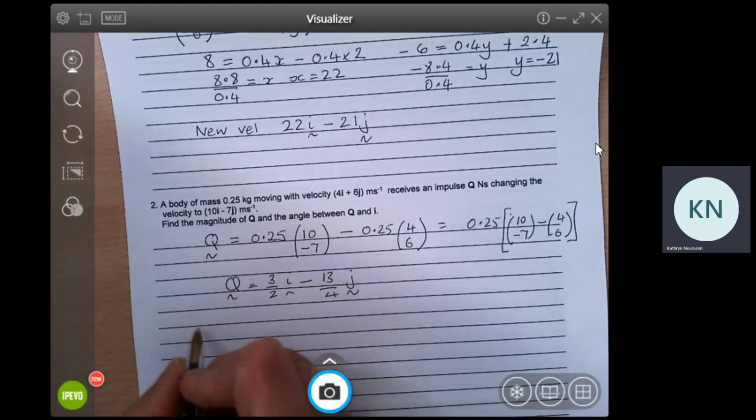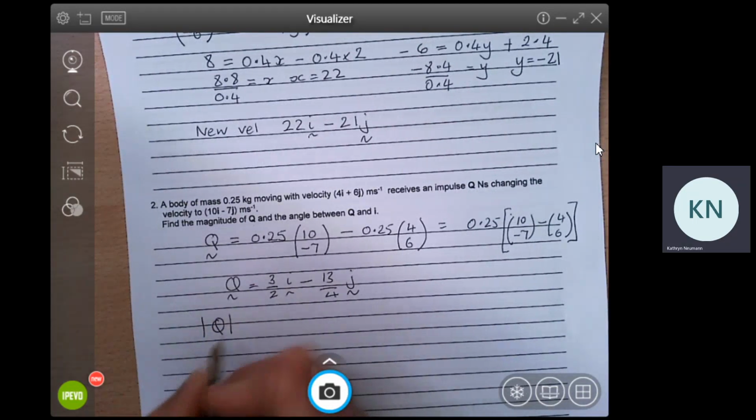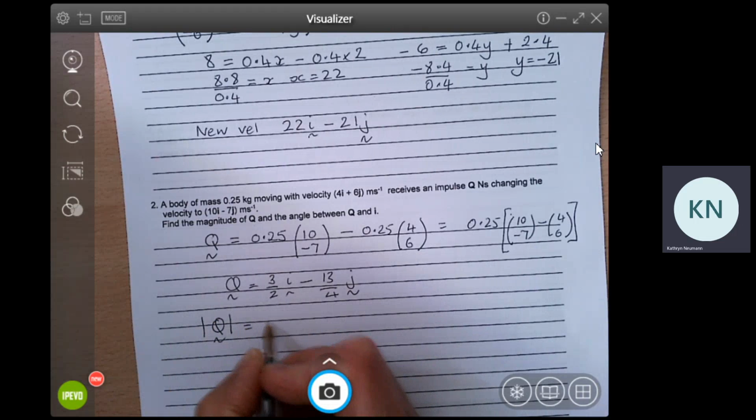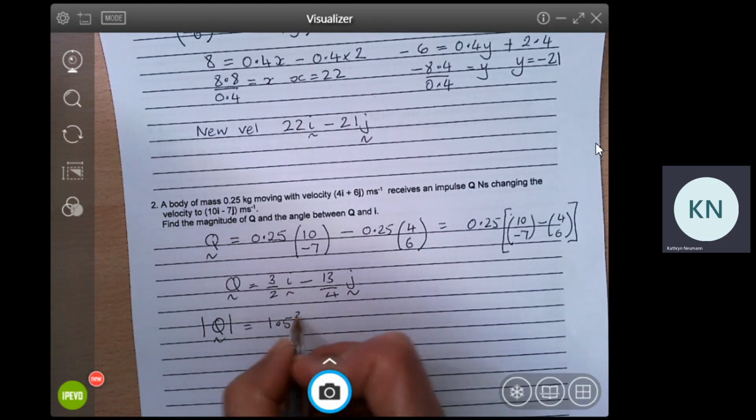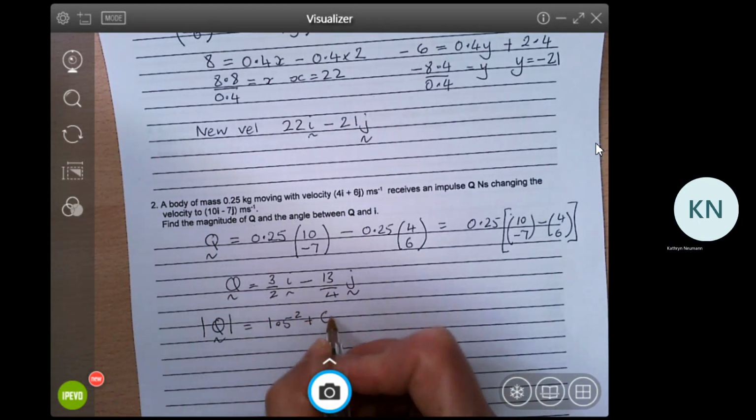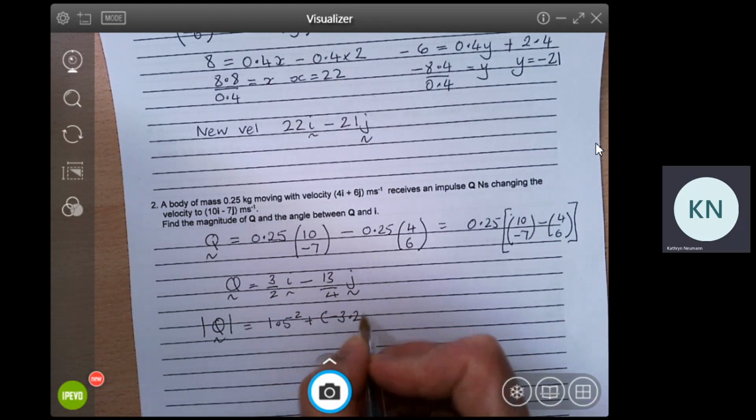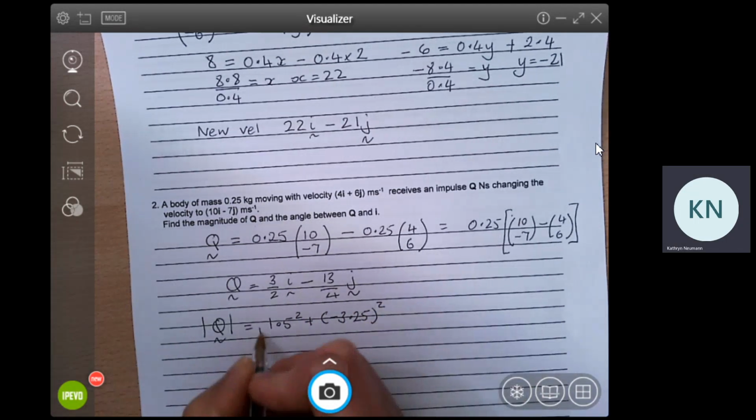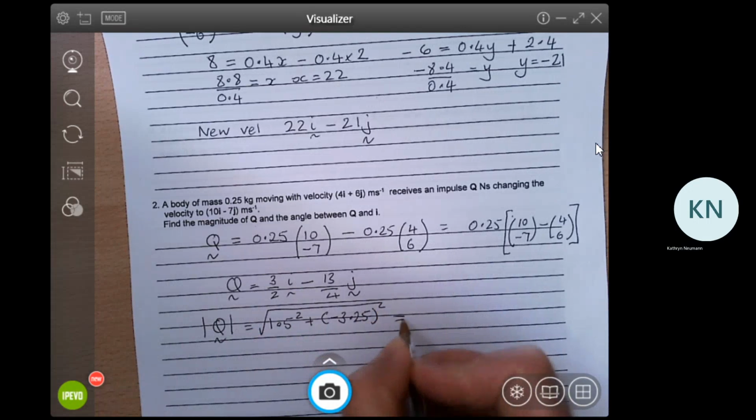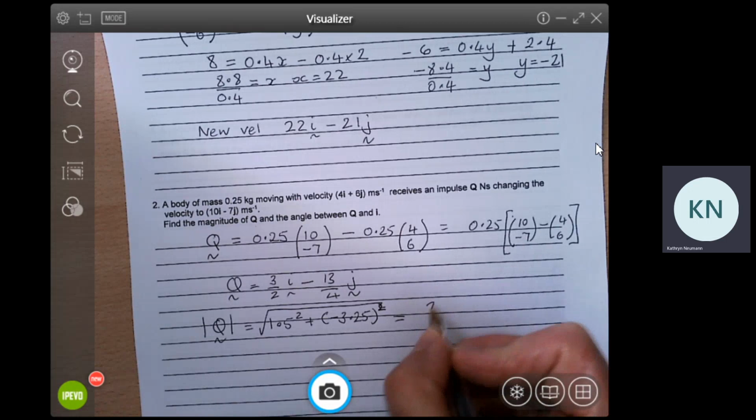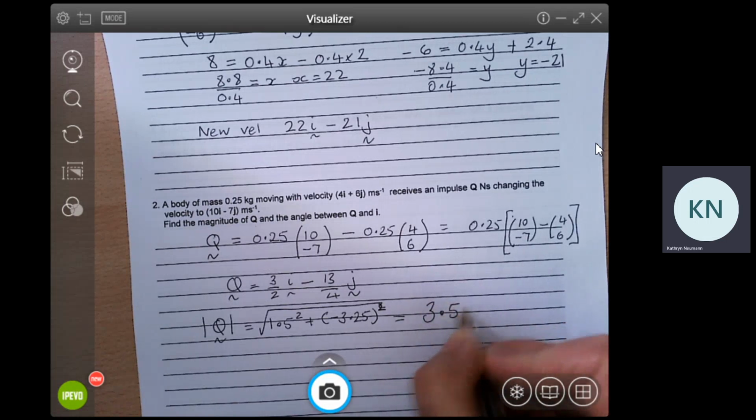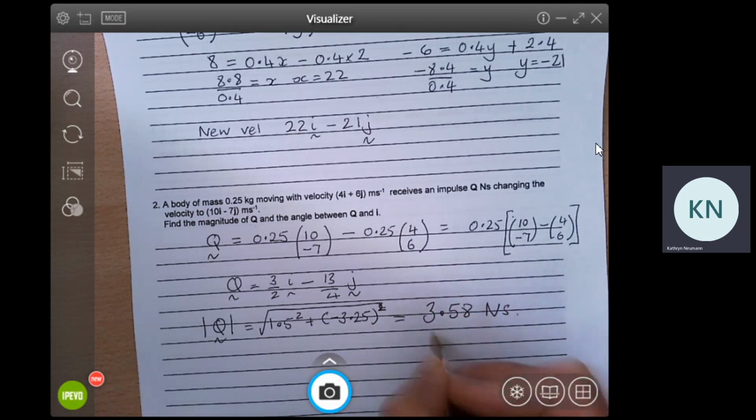It asks for the magnitude of q, so the magnitude of q, usual method, is going to be 1.5 squared plus -3.25 squared, all square rooted. And that is equal to 3.58 Newton seconds.